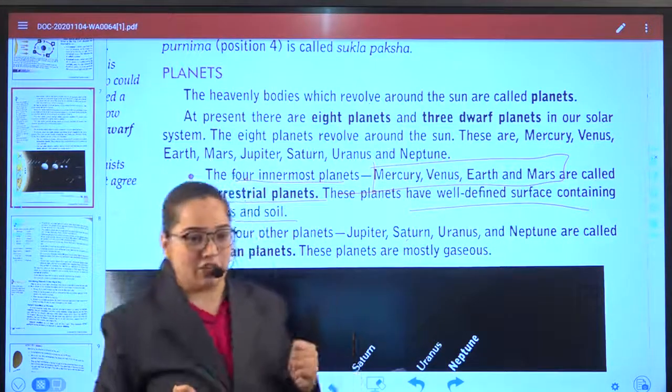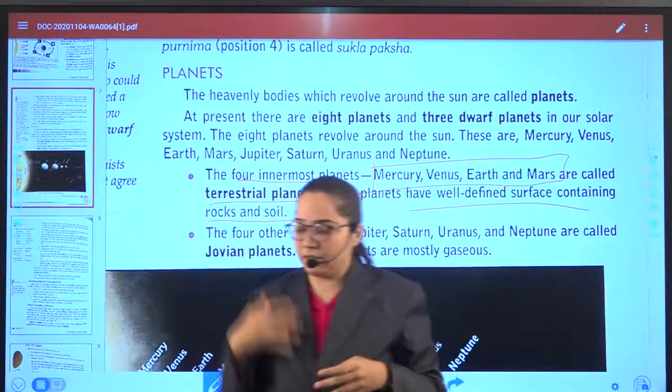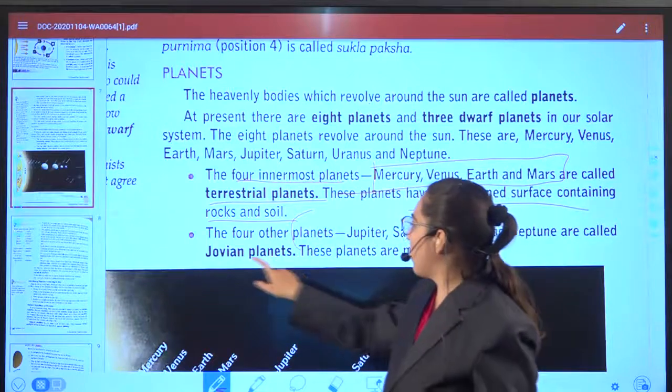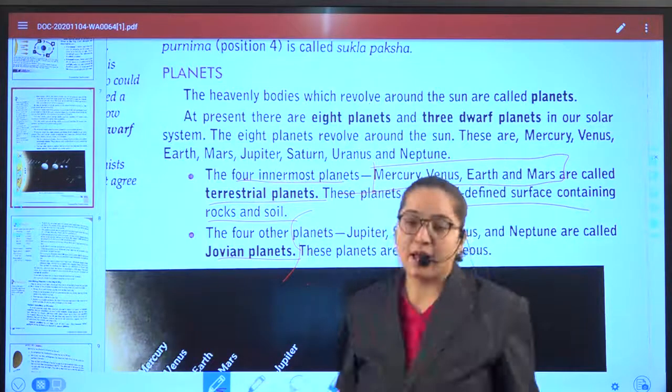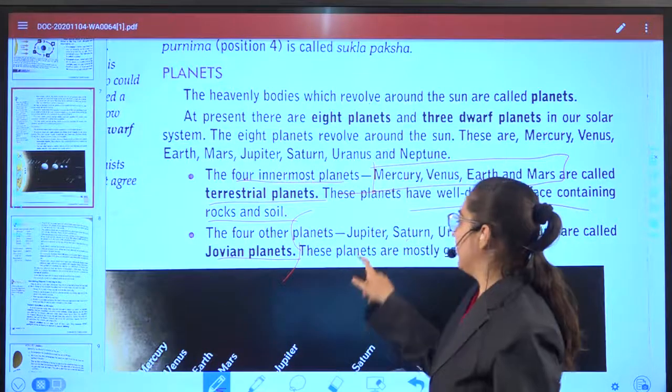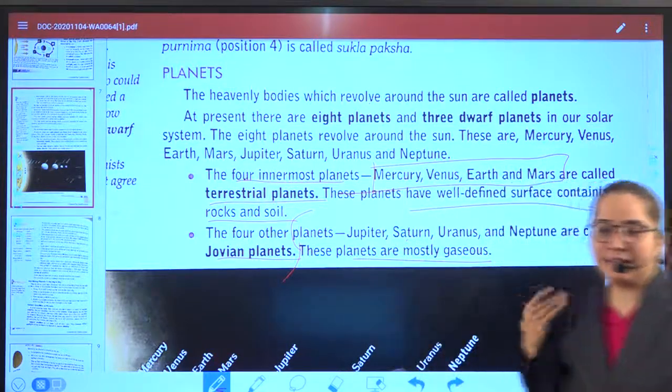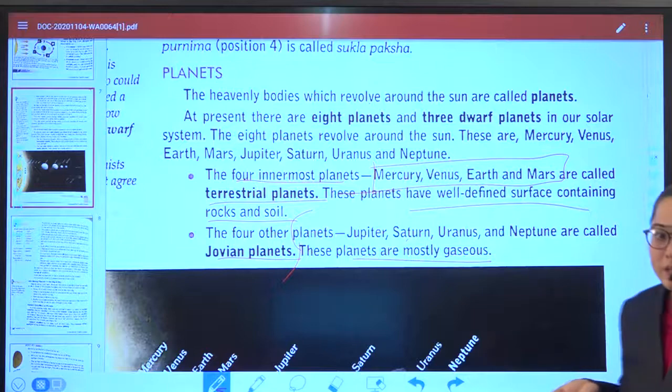These are the terrestrial planets. While Jupiter, Saturn, Uranus, Neptune, what are they called? They are called the Jovian planets. Why? Because they are made up of gases. Please underline this content, then we will move further.